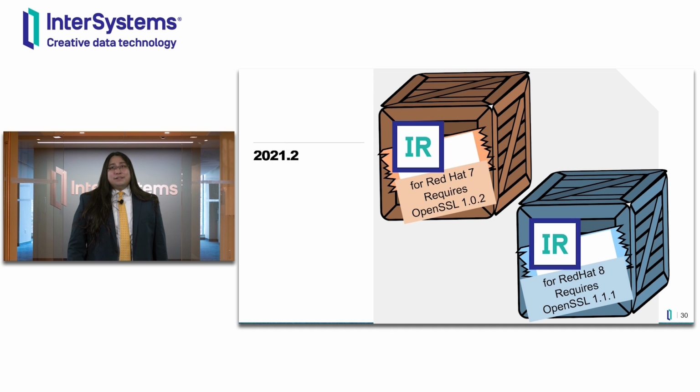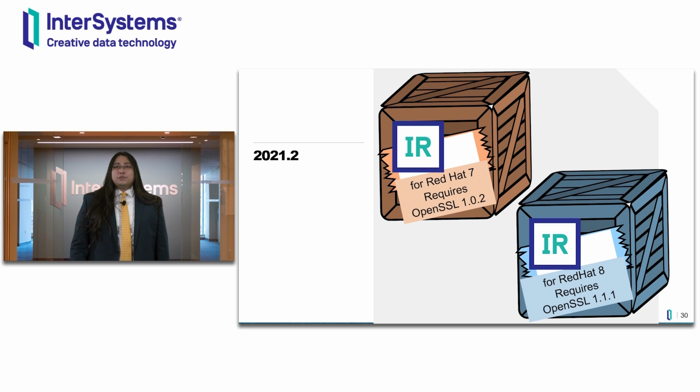This means that different operating system versions, which are tied to a specific major version of OpenSSL, now have their own separate InterSystems Iris install kits, whereas before, all operating system versions would use the same kit. For example, Red Hat 7 and Red Hat 8 will now use different Iris installers, since Red Hat 7 and Red Hat 8 operating systems come with different major versions of OpenSSL.